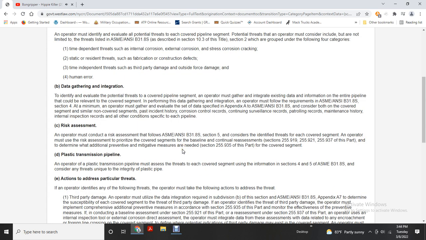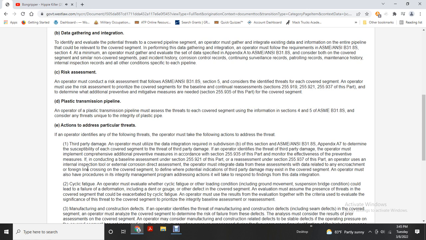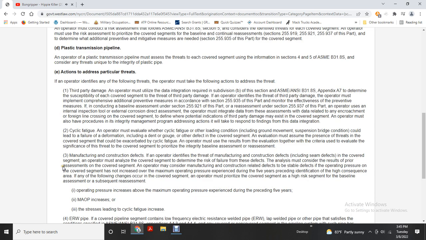C. Risk assessment. The operator must conduct a risk assessment, following ASME/ANSI B31.8S, Section 5, considering the identified threats. For each of the identified threats in each segment, the operator must use the assessment of the covered segment as a baseline and continual assessment, and determine additional preventive and mitigative measures as needed. For a covered segment of plastic transmission line, the operator must assess the threats using information in sections 4 and 5 of ASME B31.8S and consider any threats unique to the integrity of plastic pipe.